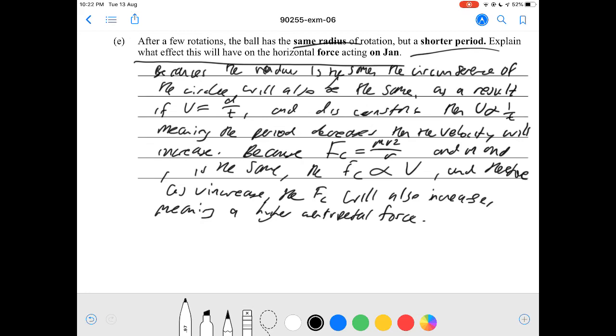Alright, so that's basically how you would answer a question given some information. You link it back to your formulas and explain if this happens, what would this affect, and if this is affected, how would this affect this, and then you just keep linking it back until you get to your final link. Our final link is the horizontal force, which is the centripetal force, and the velocity. Just making these links from the very start.